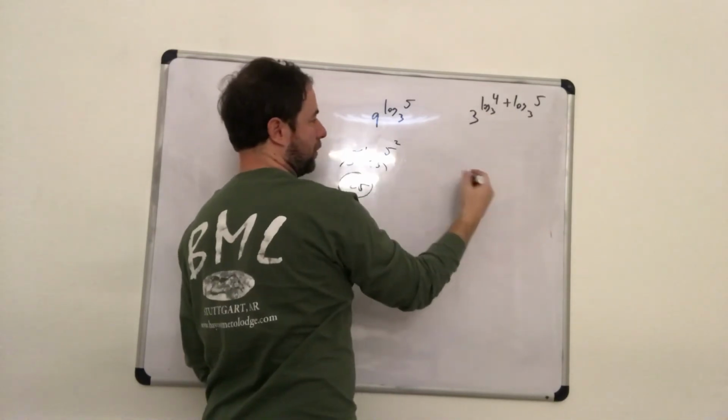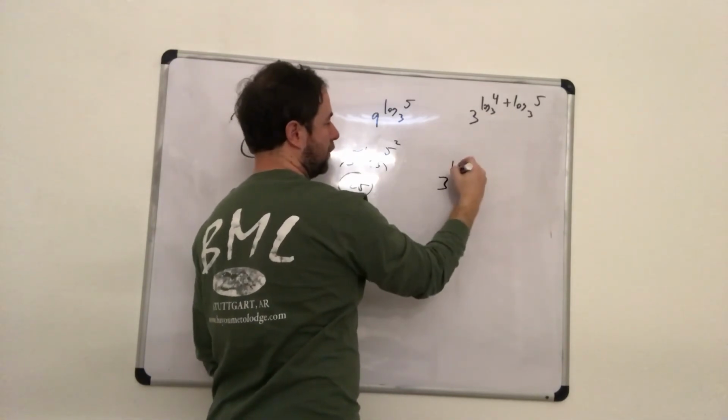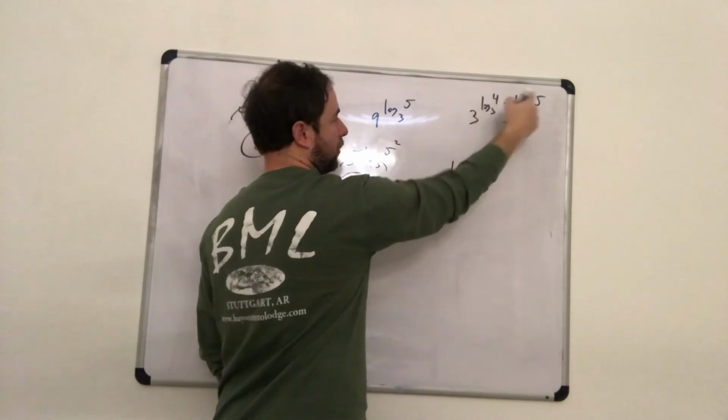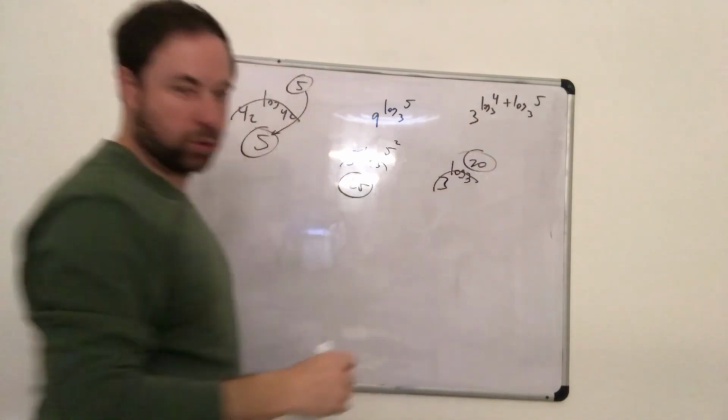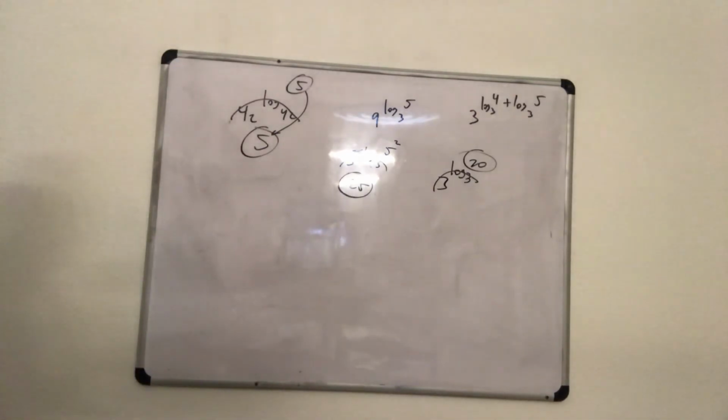Right here, you're going to bring them together first. So it's log base 3 of 4 times 5, which is 20. The White House is white, and 20 is your answer. So this is actually a pretty easy type of problem to do.